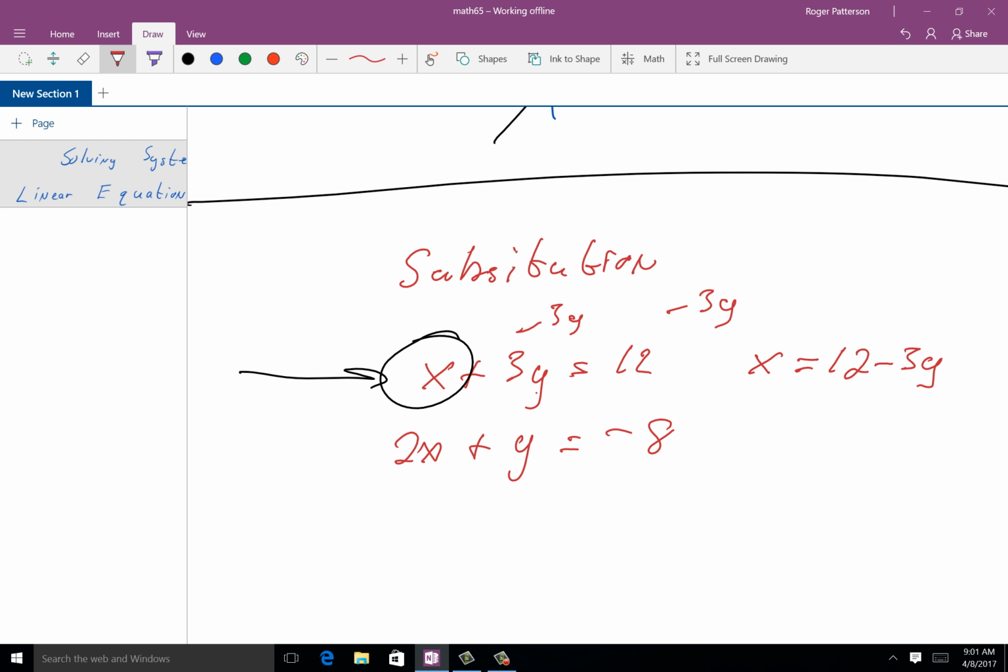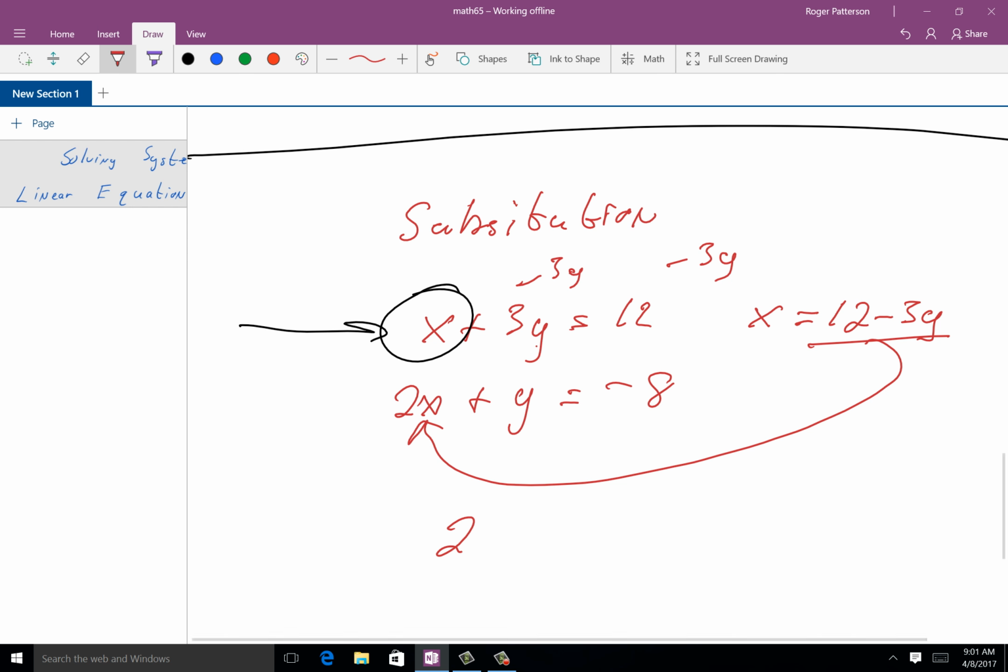So far, so good? So now, the idea behind substitution is we're going to take this expression and put it in right there for the x in the other equation. We're forcing them to be equal when we do that. So now I'm going to take this and put it right there. That's what substitution's all about. So now I have 2 times (12 minus 3y), plus y equals negative 8.